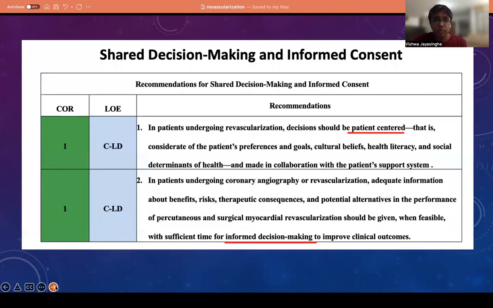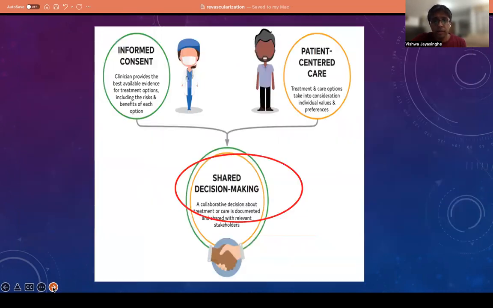Before starting the main topic, these important things are shared in the guidelines, that is the decision making and informed consent. The patient should be at the center of the decision. Revascularization decision should be taken in consultation with all the parties and should be patient centered. Informed consent is the same: the patient is at the center, and it's shared decision making, not what we tell, but we should ask what the patient wants as well.